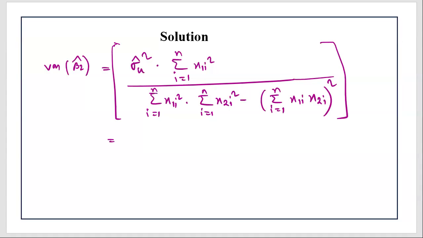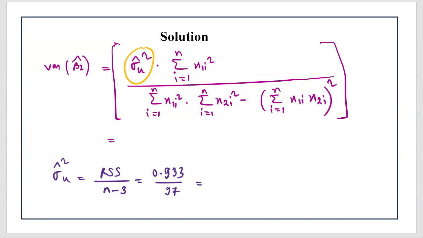So now you have all the formulas. No, you don't have the formula for this, so let us try and derive it. If you remember, the error variance formula is simply RSS upon n minus 3. For two variables, it is n minus 2. For three variables, it is n minus 3. In general, for k variables, it is n minus k. The RSS value is already known to us, 0.933. N minus 3 is simply 97. If you do that, you will get 0.0096185, so approximately 0.009 you can consider.